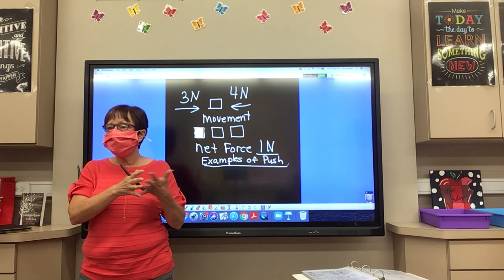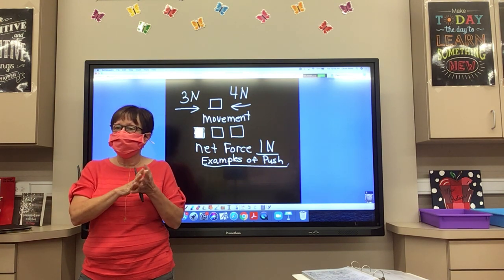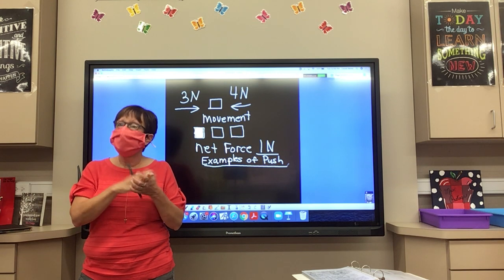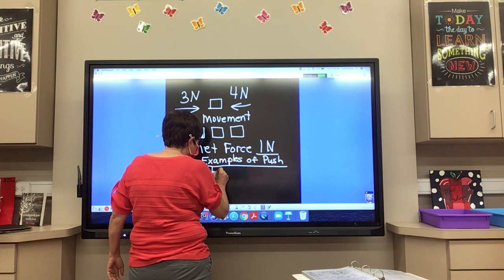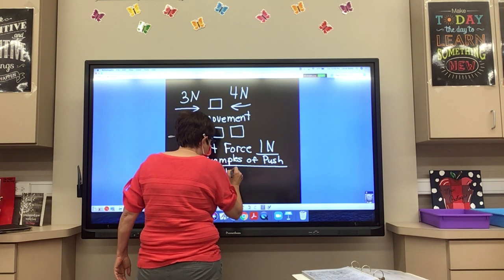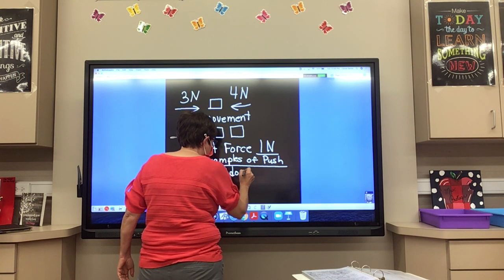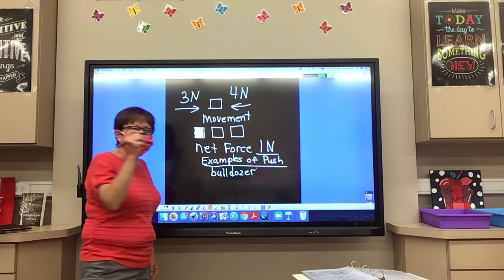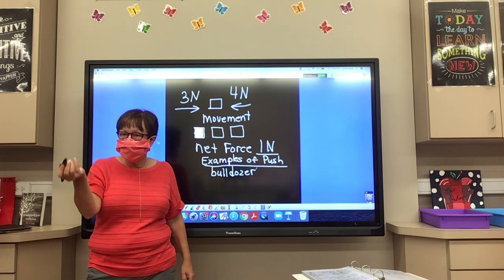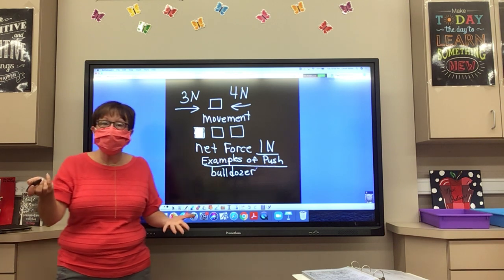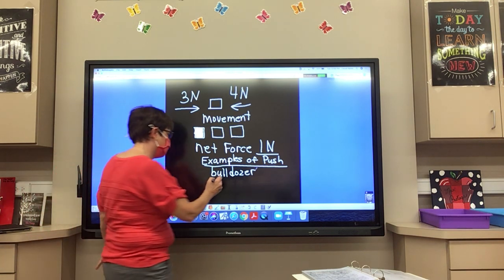And what is that a picture of? Ava? A bulldozer. So let's write a bulldozer. You're doing it right now. You're writing with a what? Santiago? Pencil. Writing with a pencil is an example of push.